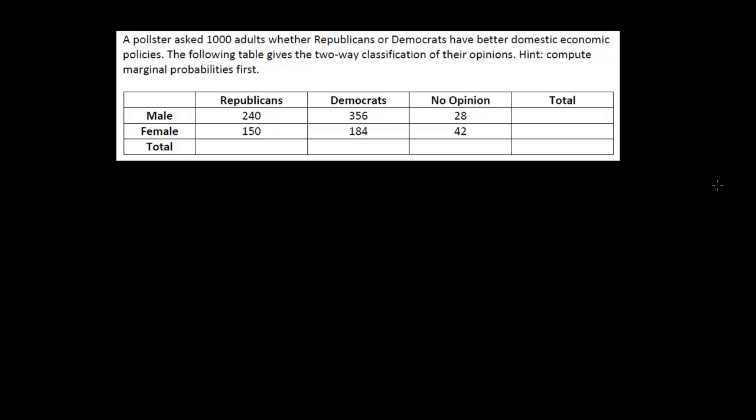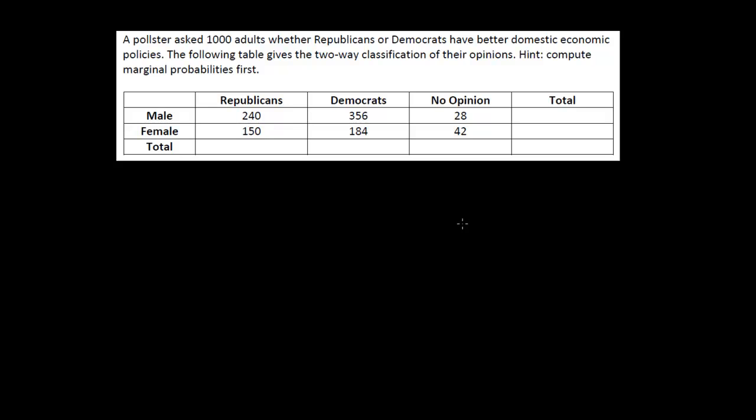So it says a pollster asked 1,000 adults whether Republicans or Democrats had better domestic economic policies. The following table gives the two-way classification of their opinions. Okay, now I have that hint there.